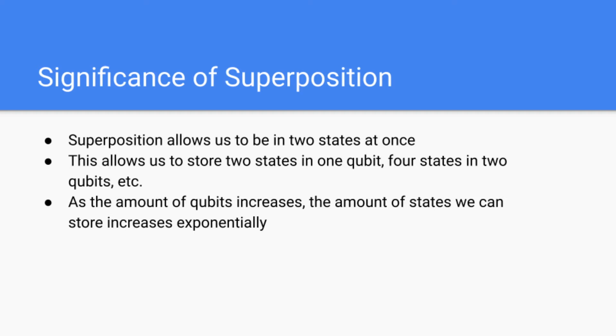So what really is the significance of superposition in quantum computers? Firstly, superposition allows us to be in 2 states at once, basically. And therefore, this allows us to store 2 states in 1 qubit, or 4 states in 2 qubits, and so on. This means that as the amount of qubits increases, the amount of states we can store increases exponentially as well. However, as I mentioned in the first lecture, in classical bits, the amount of data we can store increases linearly with the amount of bits or transistors we have.